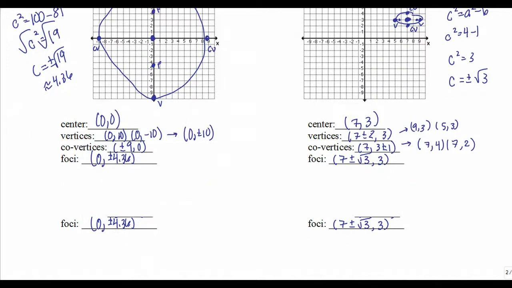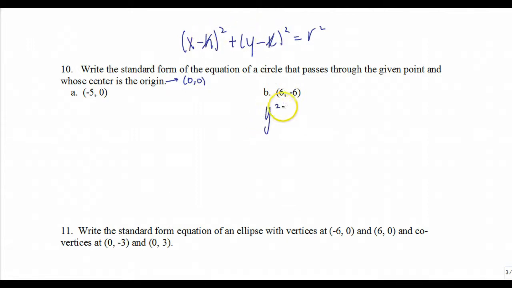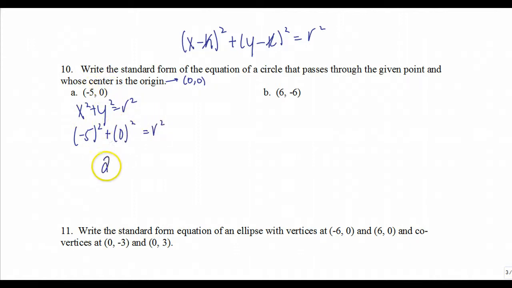So that's graphing. Let's write some equations. Write the standard form of the equation of a circle that passes through the given point whose center is at the origin. Remember, the origin means 0, 0. My general equation for a circle is (x minus h) squared plus (y minus k) squared equals r squared. And I know I'm at 0, 0, so h and k go away. So I've got x squared plus y squared equals r squared. And then they give me x and y. Let's do a, actually. Now they give me x, so negative 5 squared plus 0 squared equals r squared, right? A point is always x, y. So 25 equals r squared, and that's exactly what I need. x squared plus y squared equals 25.